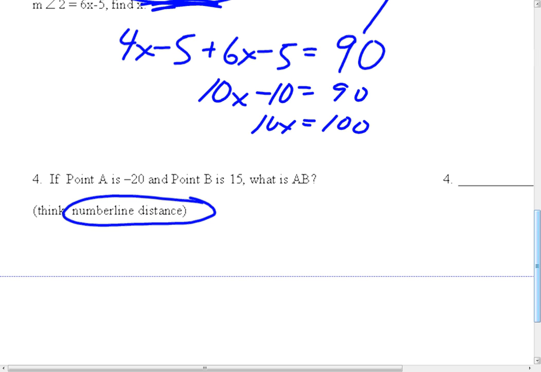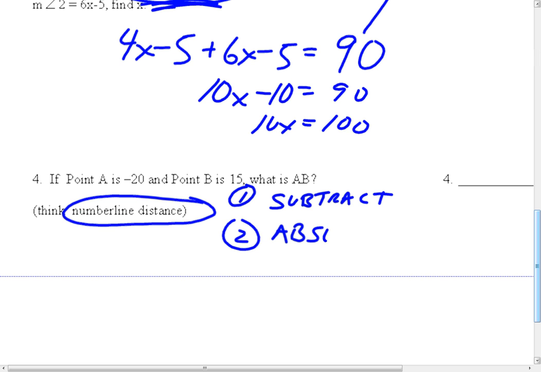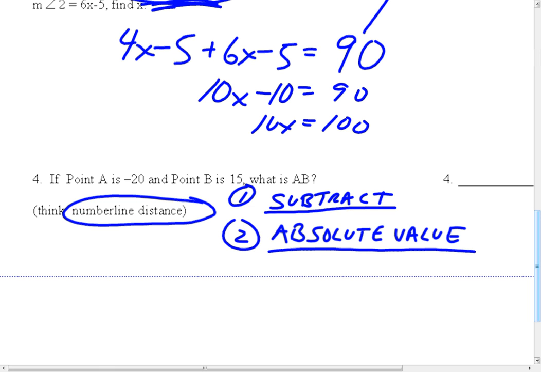Tell me, Ryan, what do I do for number 4? You want to subtract A from B. Subtract. That's step number 1. What's step number 2? Suppose you got a negative answer. You want to make it positive. All right. Let's say absolute value. Geometry, this year we want our distances to be positive. So we subtract, then we do absolute value.